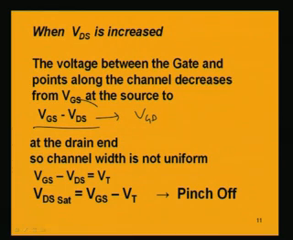So, if we go on increasing this VDS, the voltage between gate and drain will be reducing, and that is why the channel width will be reducing and reducing towards the drain. And if we go on increasing VDS so much that ultimately the channel width reduces to a single point only, that is called the pinch off.